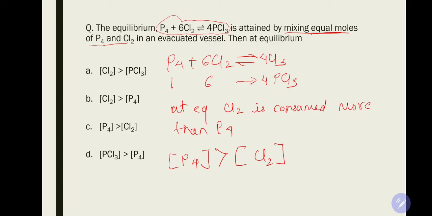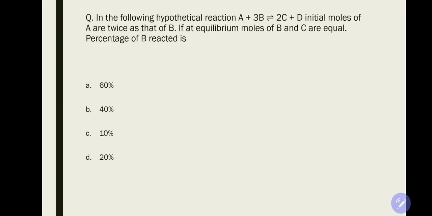Now let's proceed towards the next question. In this question, what is given? In the following hypothetical reaction, A plus 3B gives 2C plus D, the initial moles of A is twice that of B. If at equilibrium moles of B and C are equal, the percentage of B reacted is.